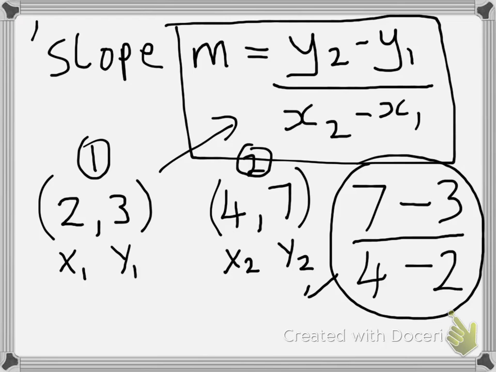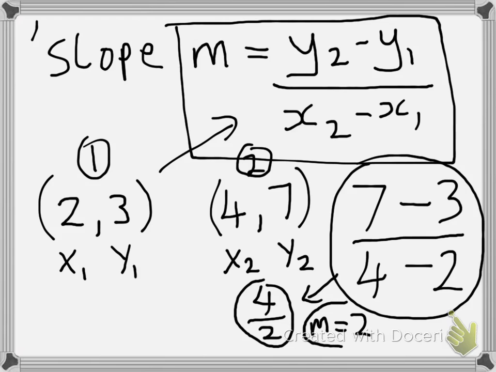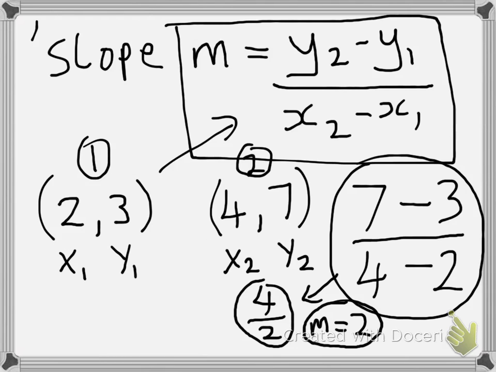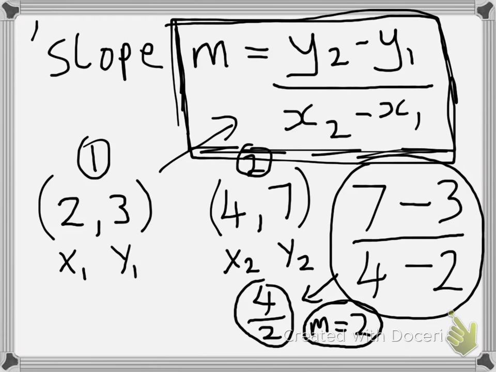What I have, if I come down here, what's 7 take away 3? It's 4. What's 4 take away 2 on the bottom? It's 2. Okay, I'm sure you can all do this. The slope m equals 2, and that is the answer. Okay, without using graph paper. Now you could, if you wanted to, plot these 2 points on a piece of graph paper to check. But that's it. You're doing it by a bit of algebra. Just put the numbers into the formula. This very important formula here. Just put the numbers in, and that's the slope.